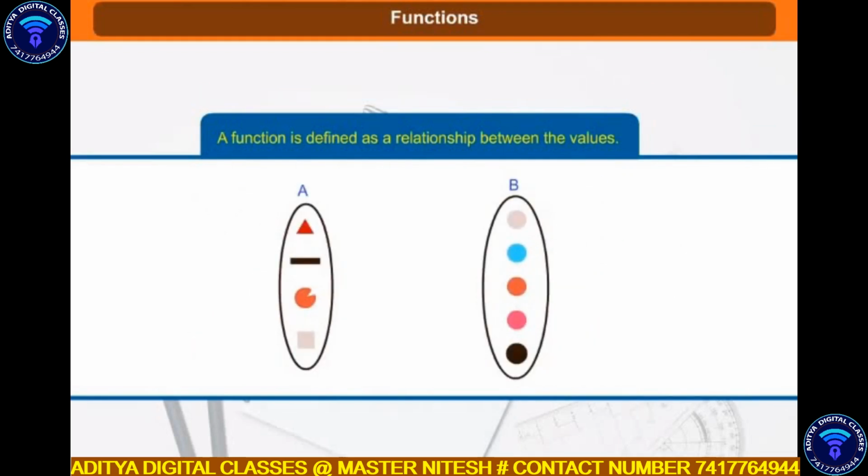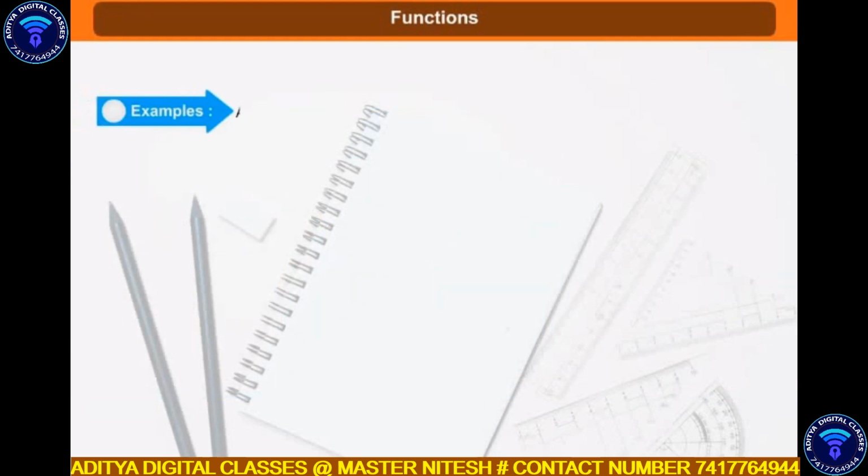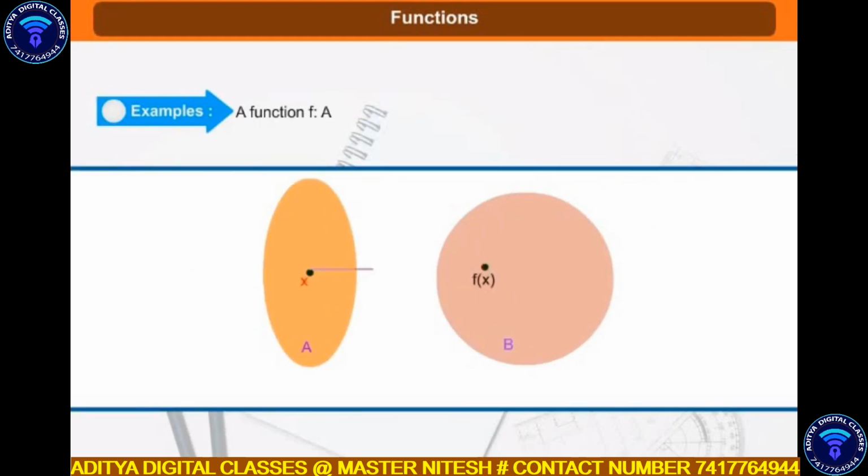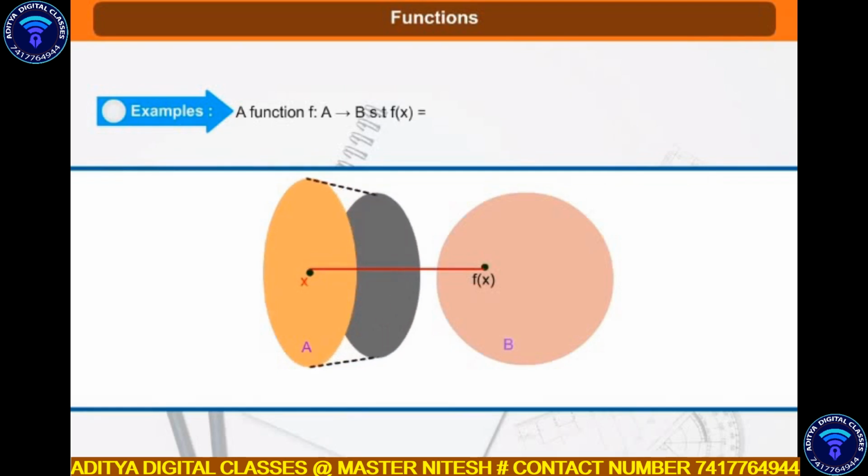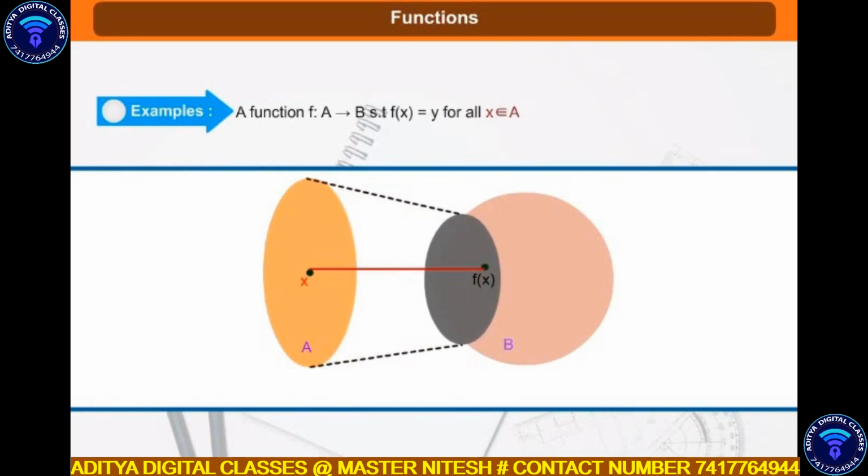A function is defined as a relationship between the values. For example, a function f is given as A changes to B such that f of x is equal to y for all x belonging to A, y belonging to B.